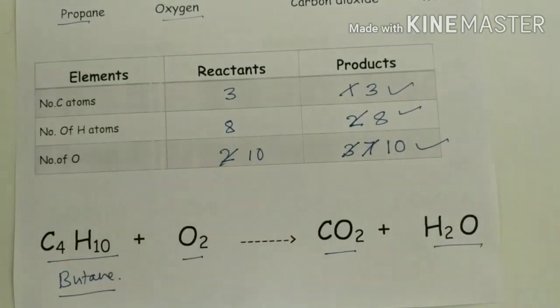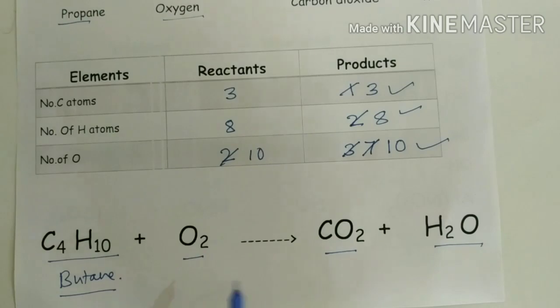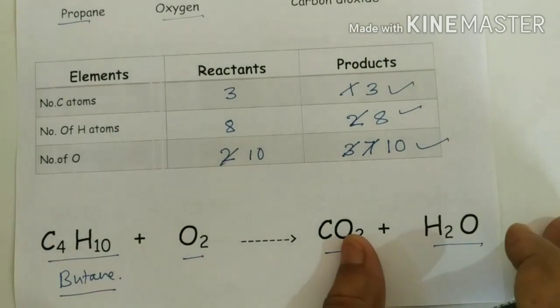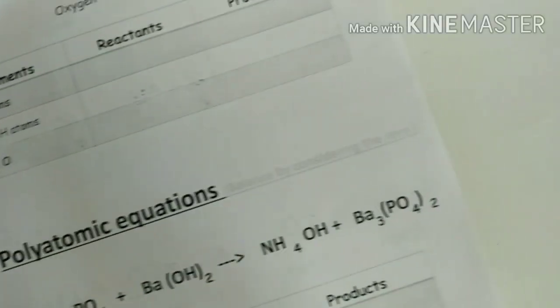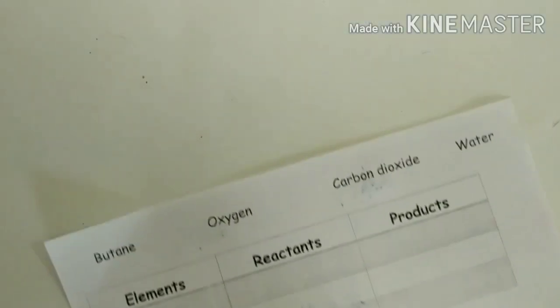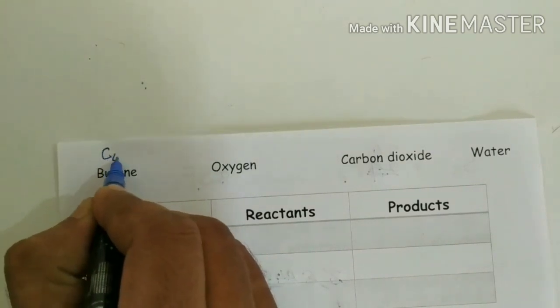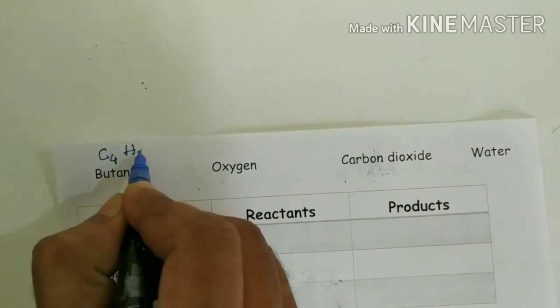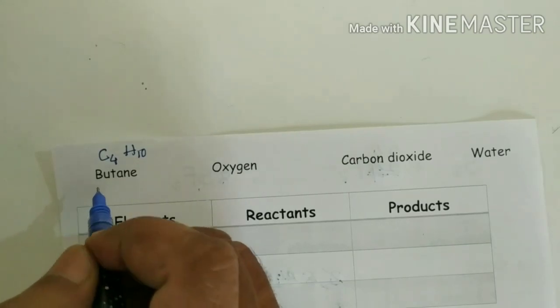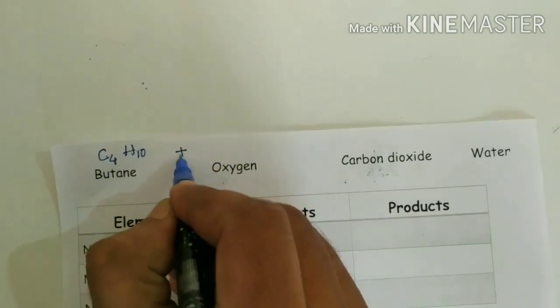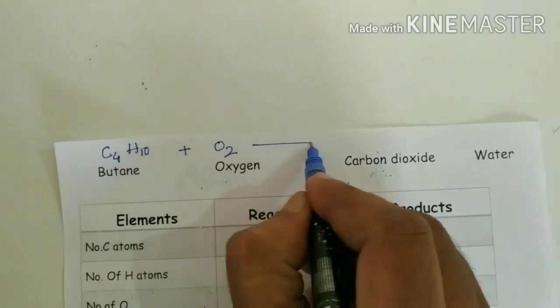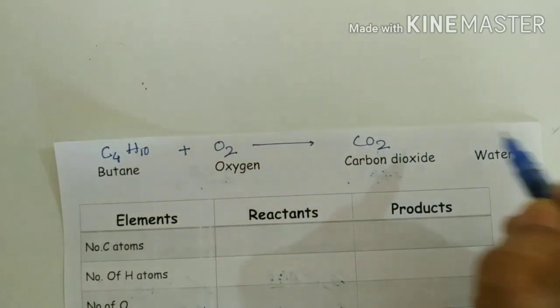This type of chemical equation is a little tricky, and a little special we can say. That is C4H10 plus O2, formation of CO2 plus H2O. This type of combustion reaction is special. Okay, so I will write here C4H10, right, and oxygen, plus O2, formation of carbon dioxide plus water.